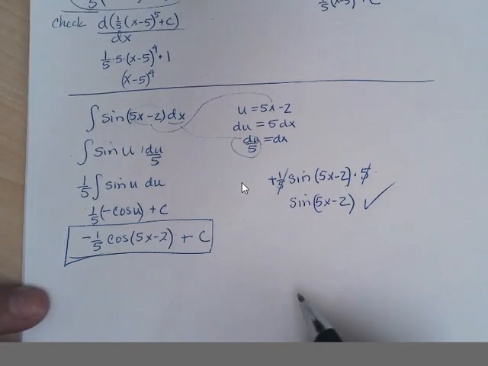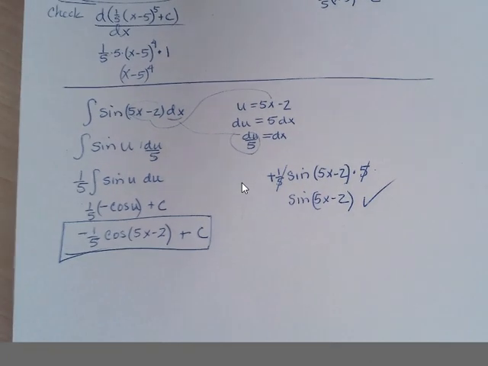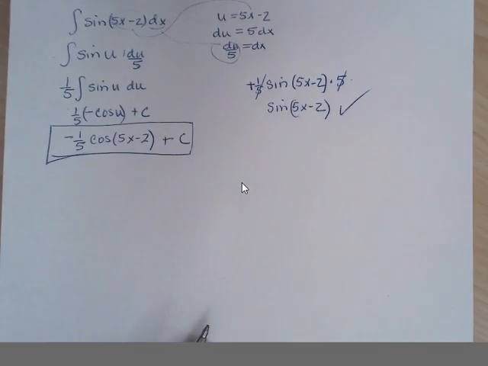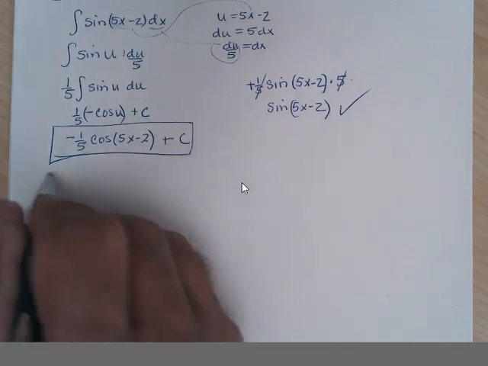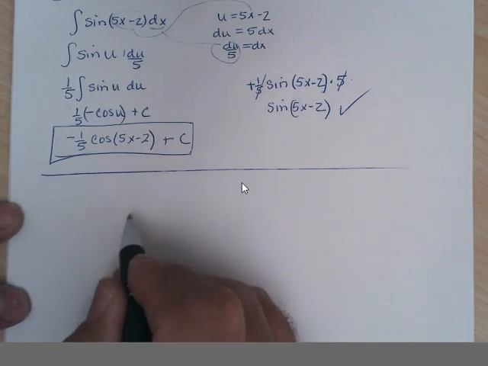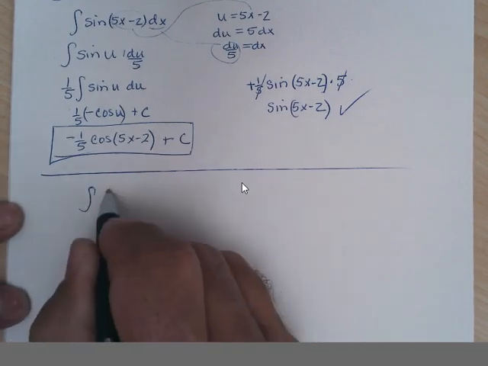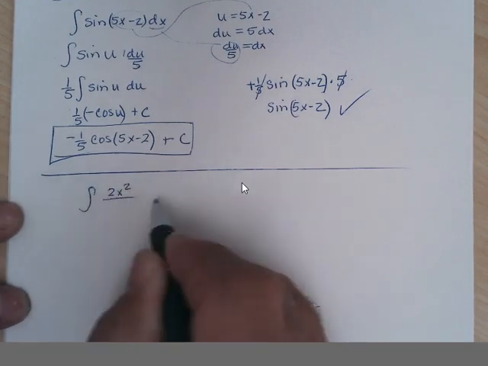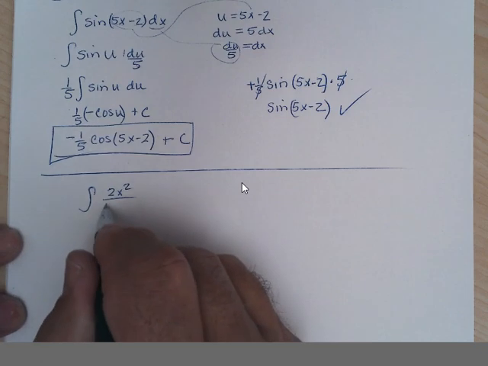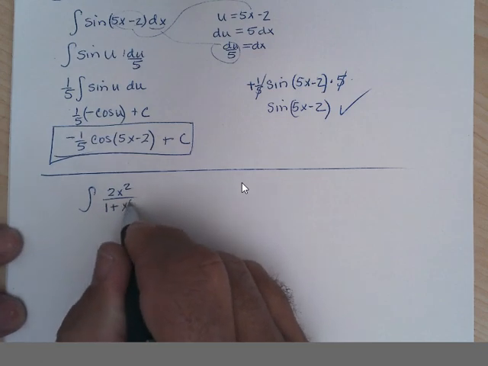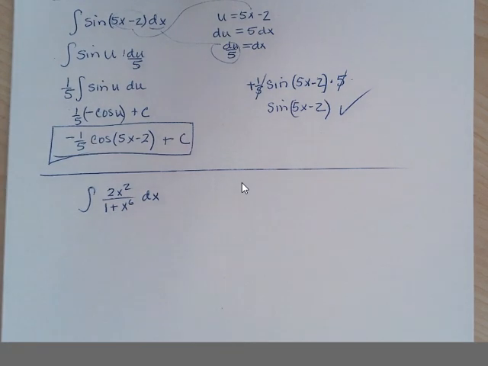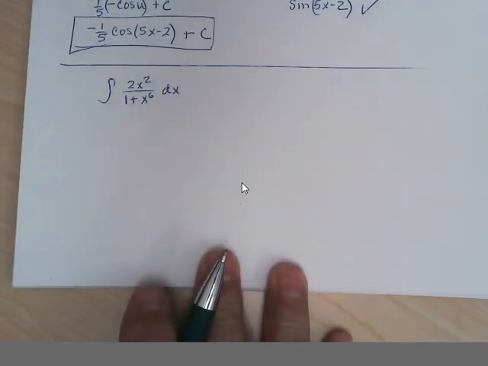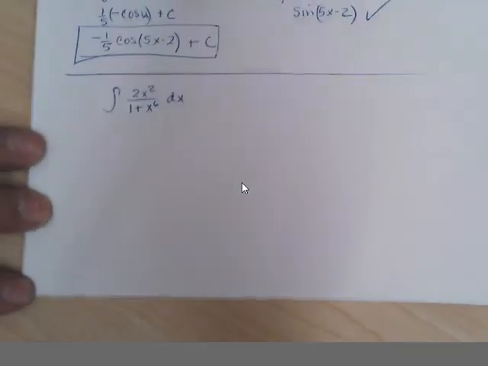Okay, so now we're going to go to a little bit trickier one. Let's do this one: 2x squared over 1 plus x to the 6th. And I choose this one because it's hard to know what to let u be.